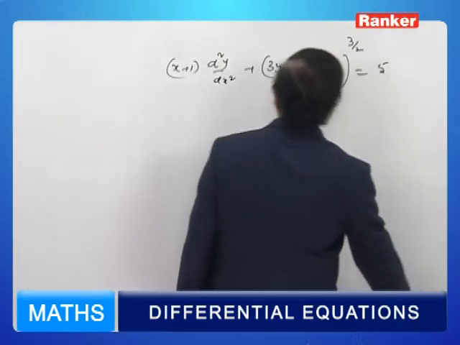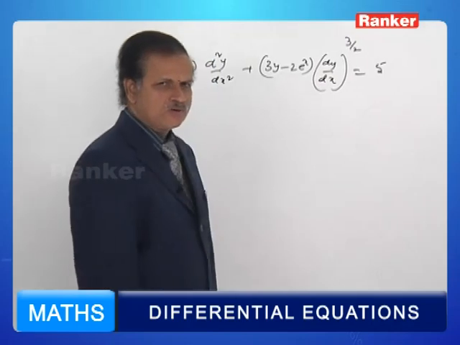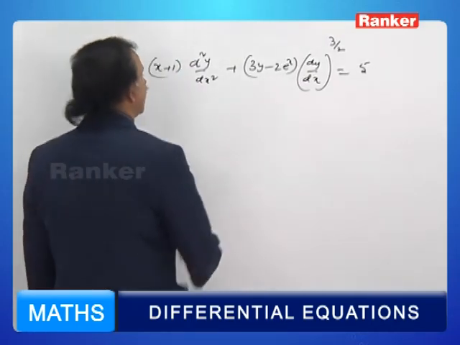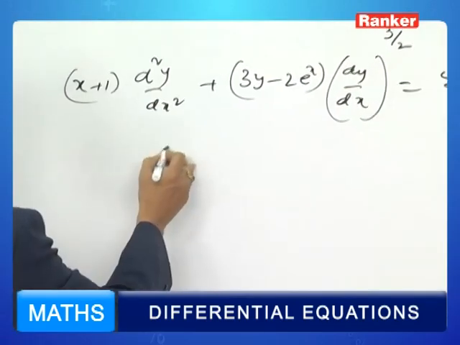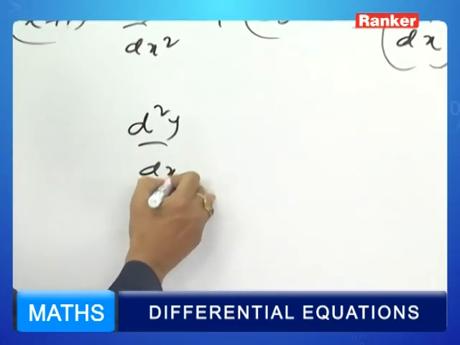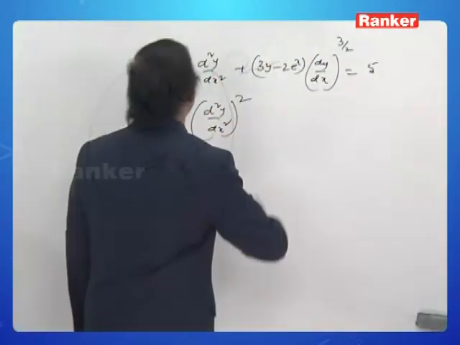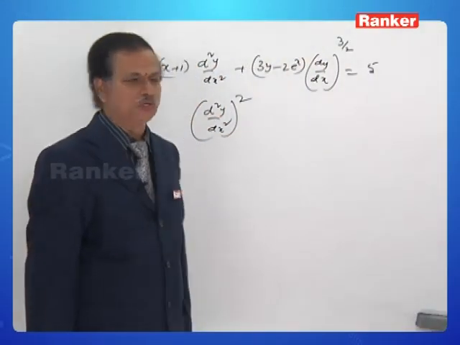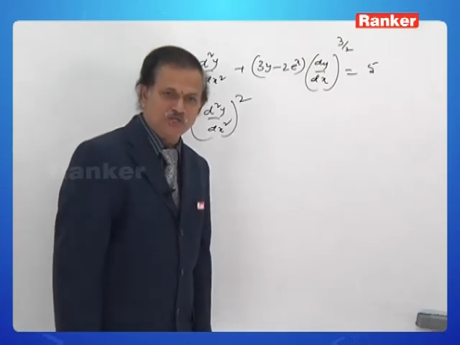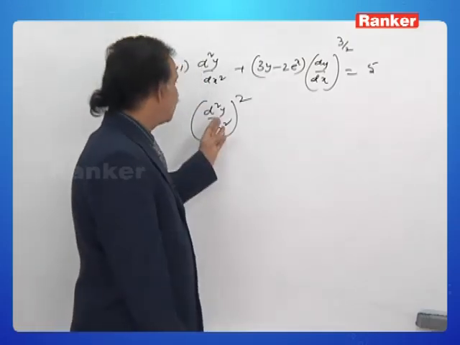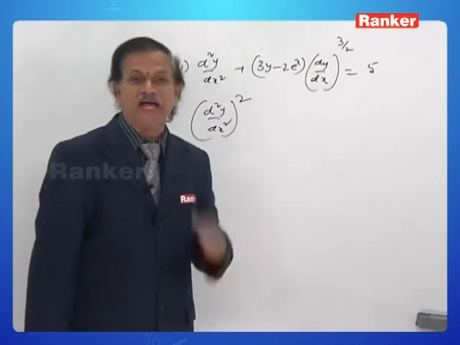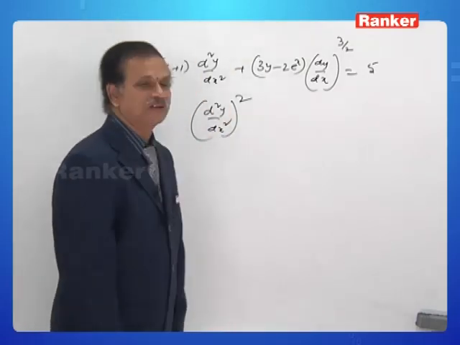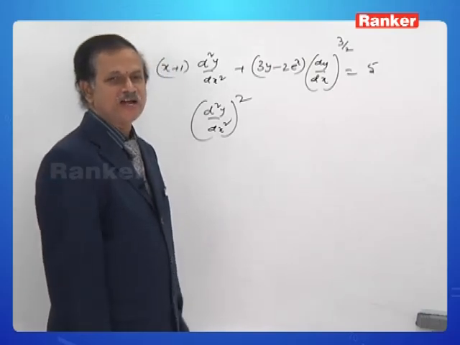Therefore, for that we generally square it on both sides or cube it on both sides. We square it on both sides, so after simplifying, that is raising to the power 2, you will be going to look at d square y by dx square whole square. Come on, tell me, what is the order and degree of this equation? This is of second order and second degree.